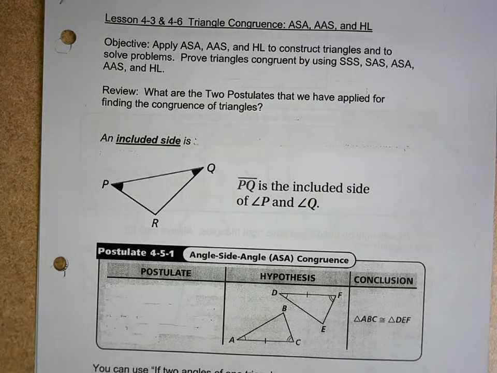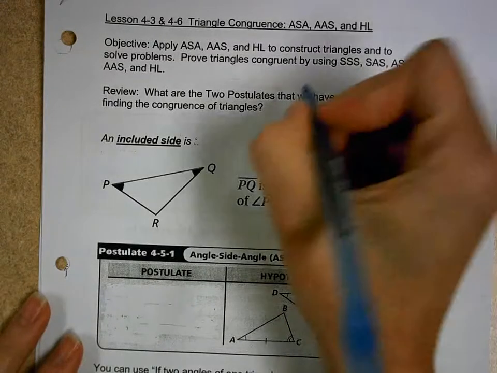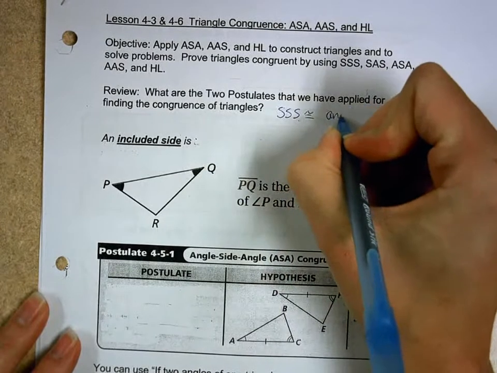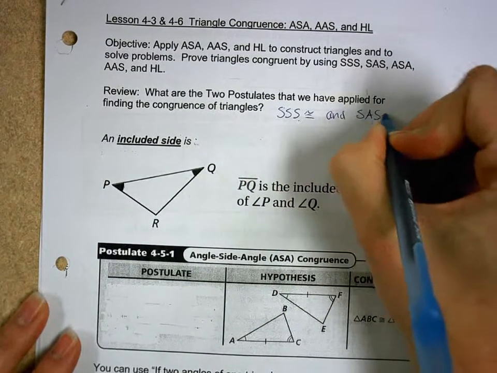Hey friends, we're now continuing in chapter 4, but we actually are combining two sections, 4.3 and 4.6. We're continuing proving triangles congruent, and yesterday we started with the fact, and I emphasized the fact, that you had to show three things before you can show triangles congruent. And we started with which two? We started with the side congruence and with the side congruence.